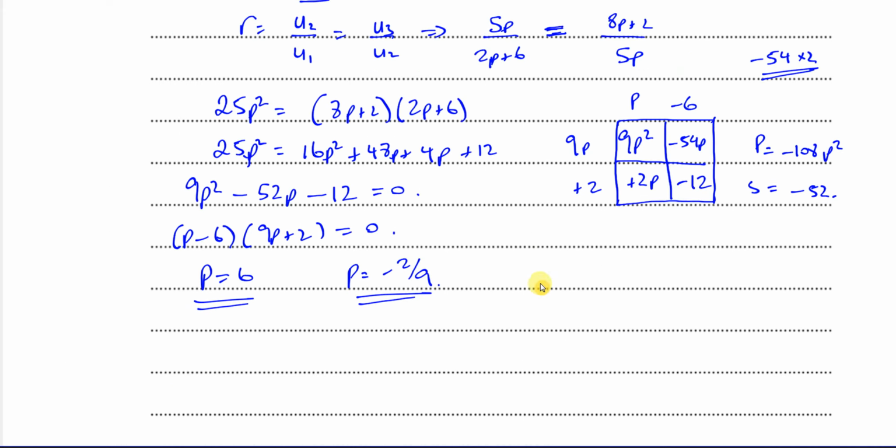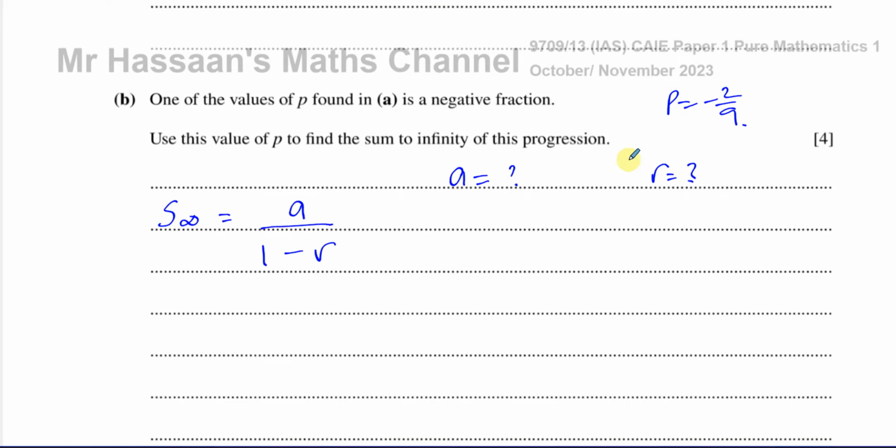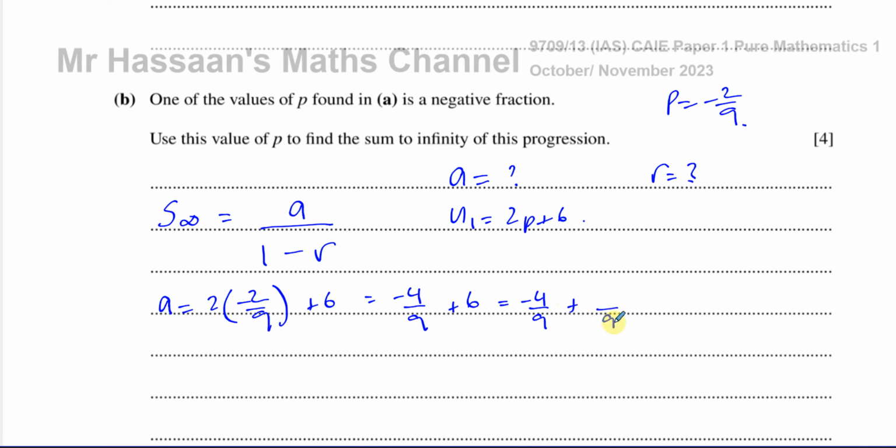If we go back to the original question, the first term is 2p + 6. A and u1 both mean the first term. We know p is −2/9, so the first term is 2 × (−2/9) + 6, which is −4/9 + 6. Let's write this as a single fraction: −4/9 plus 54/9, so you're going to get 50/9. So the first term is 50/9. I'll leave it in this form.